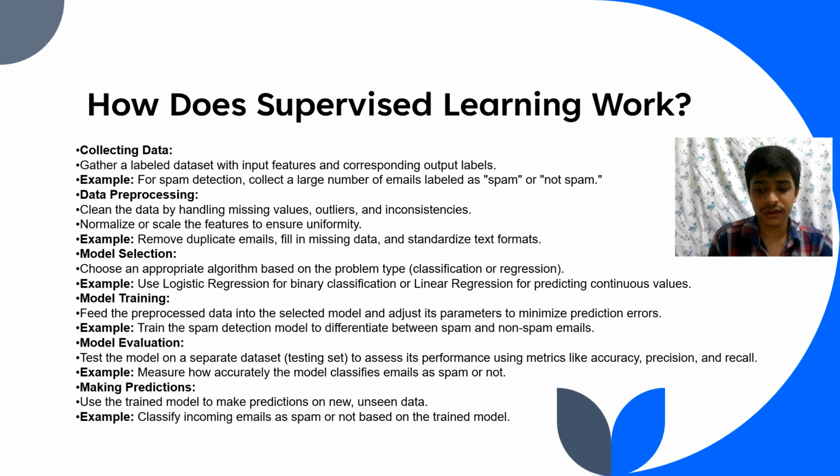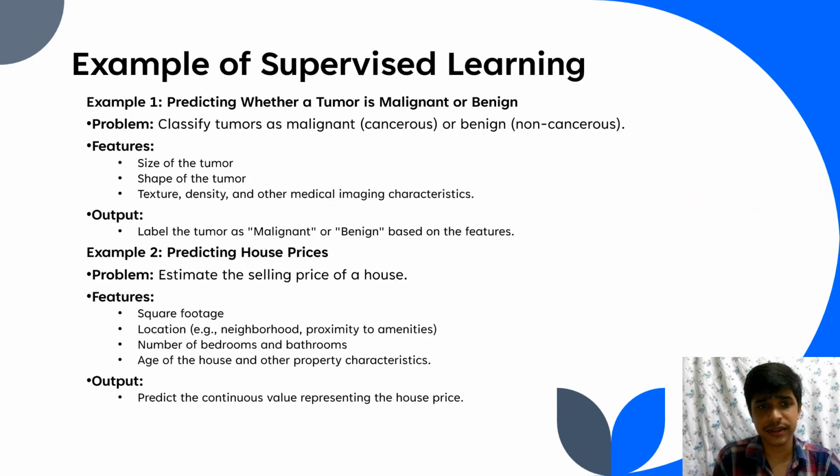Next are examples of supervised learning. First is predicting whether a tumor is cancerous or non-cancerous. It takes as input the size of the tumor, shape, texture, and density, and on the basis of the input we can say whether it is cancerous or not. So this is an example of supervised learning.